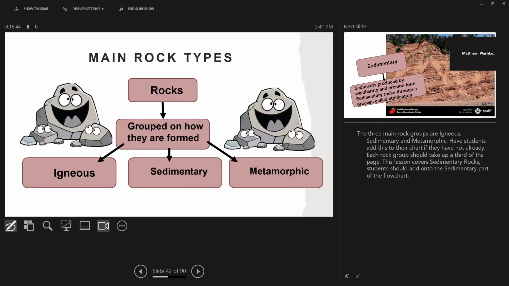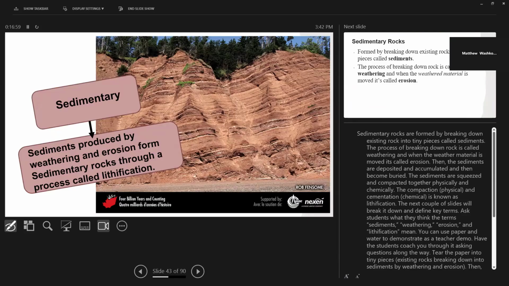So we're going to start here with sedimentary rocks. We've done igneous rocks. Now sedimentary rocks, we need to learn this because sedimentary rocks usually turn into metamorphic rocks. So sedimentary rocks are produced by sediments. If I give you this rock and I rain on it for 100 years, slowly, little pieces are going to drop down and end up all on the ground. So it's produced from weathering and erosion, and it's through a process called lithification.